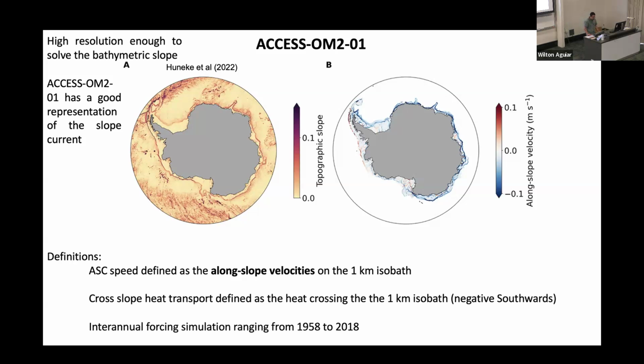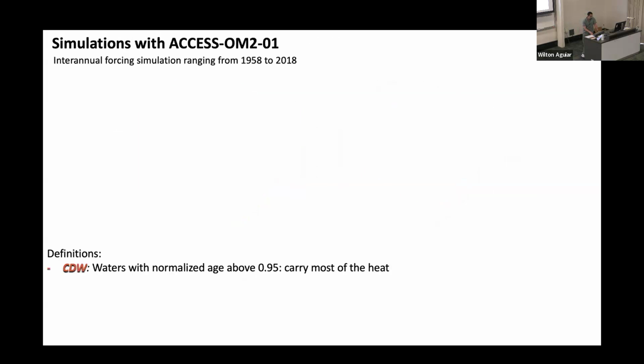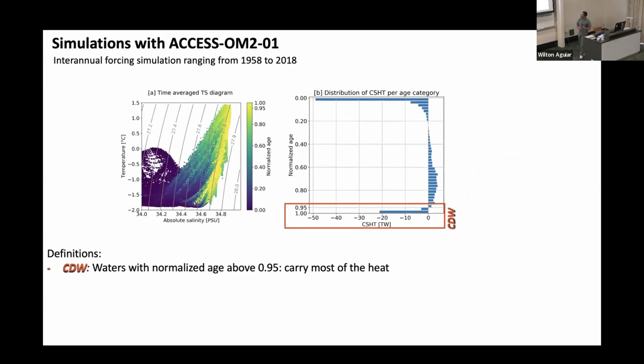For this study, we use a simulation with ACCESS-OM2 that uses interannual forcing, so we can analyze time scales of covariability between those two patterns too. Finally, we decided to focus on the heat transport mostly of the circumpolar deep water, which is generally attributed as the main melter of the Antarctic ice shelves.